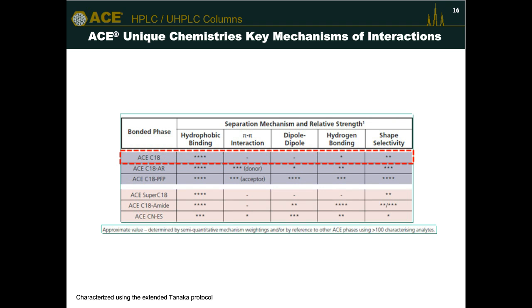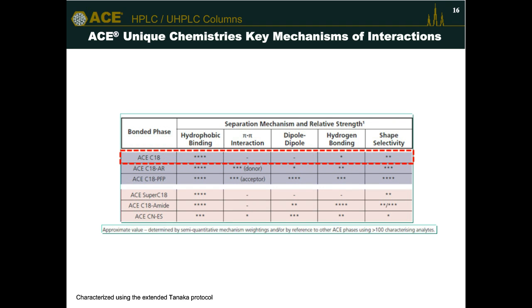Dipole-dipole interactions, hydrogen bonding, and shape selectivity. Using the Tanaka test, we can understand the weighting of these mechanisms. Now, you can see for the standard C18 chemistry that it is dominated by hydrophobic interactions, and of course we all know that. A C18 is an alkyl chain, 18 carbons long, bonded onto a silica platform, and so that mechanism is dominant with all C18 columns.